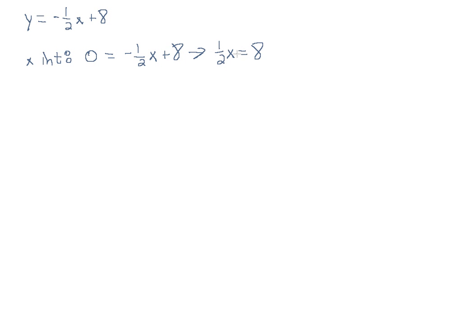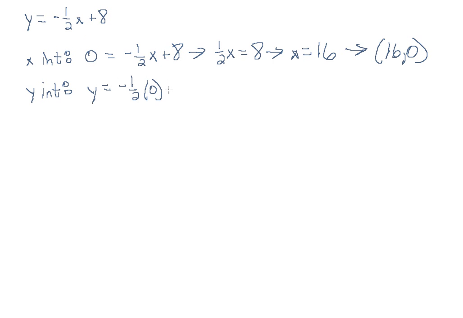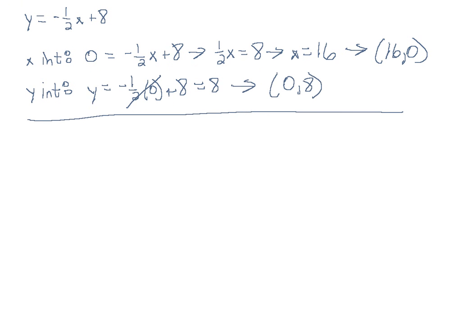So we always want to think ahead when we're solving these equations. All right, and we can multiply both sides by 2 to isolate x. So we have x equals 16. So our x-intercept will be (16, 0). Our y-intercept is found when we plug in 0 for x. So y equals minus 1/2 times 0, plus 8. Anything multiplied by 0 is 0, so y equals 8, and our y-intercept is (0, 8). I think we have time to do one more.